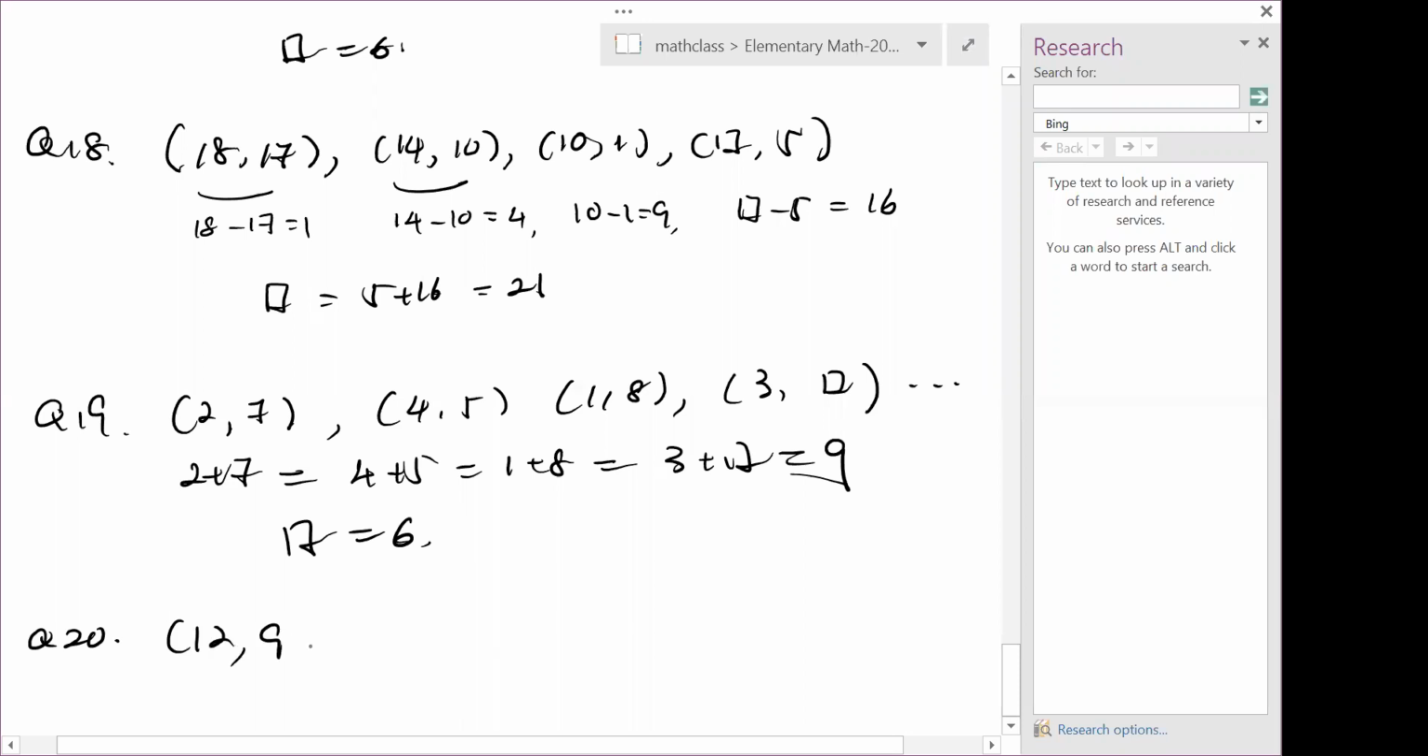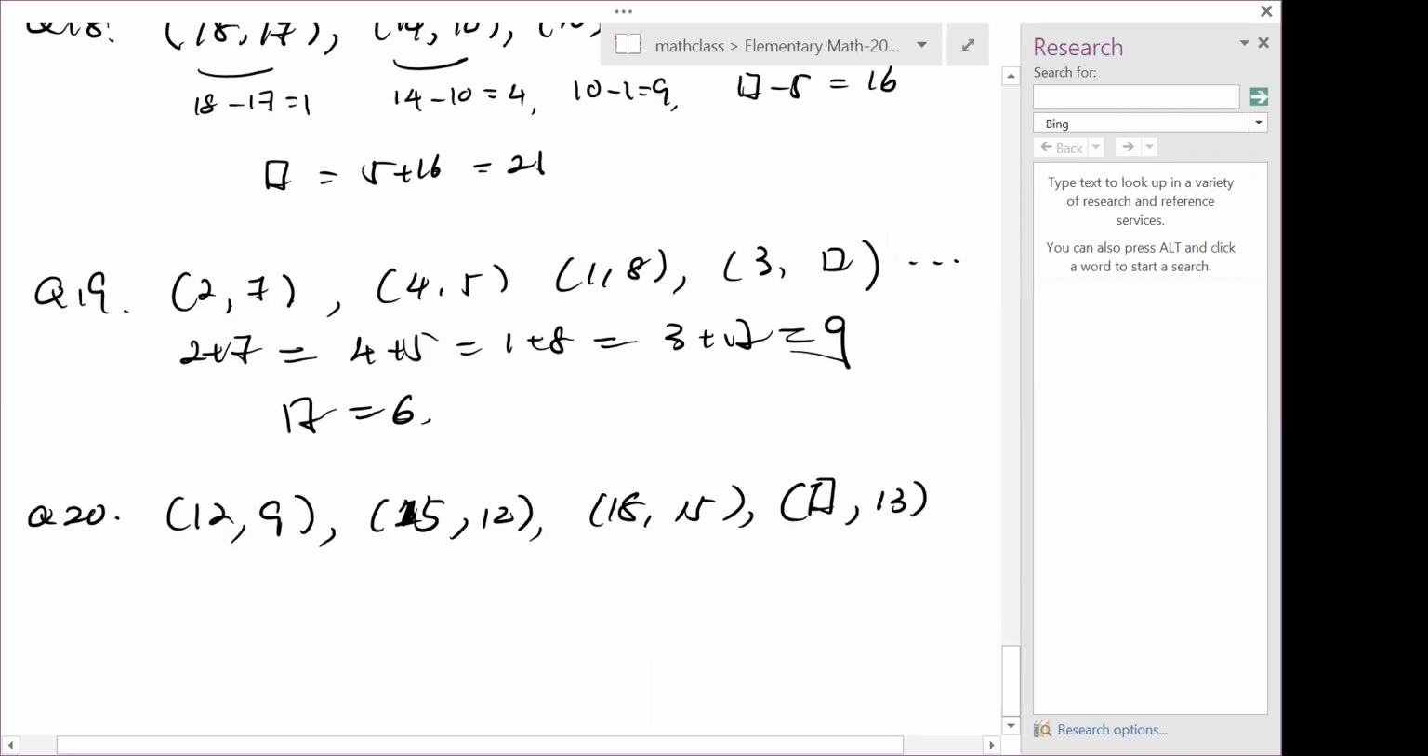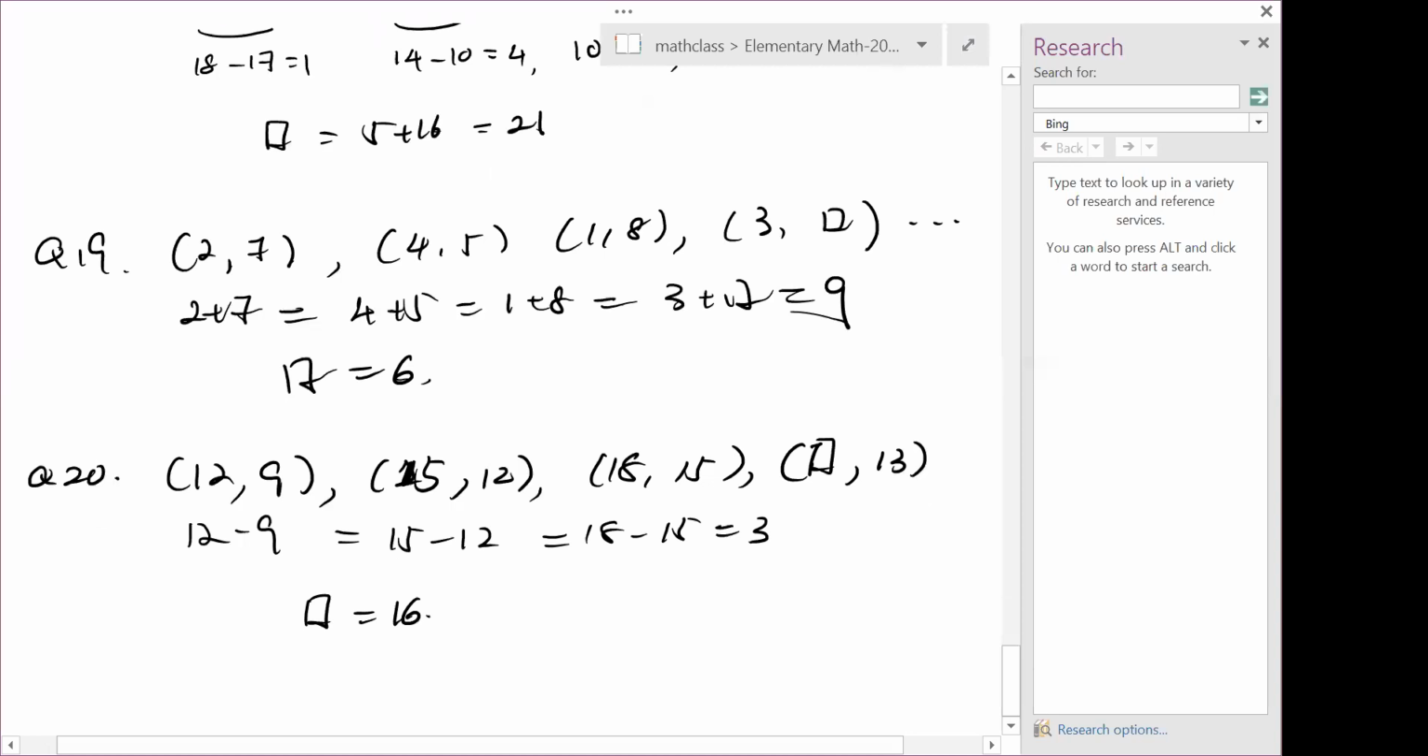Then 12 and 9, 8 and 15, 12 and 18, 15 and the missing number. The difference of the two numbers in each pair is always 3. 15 minus 12 is 3, 18 minus 15 is 3. So that number must be 16, not 26. Yeah, 16. Be careful.